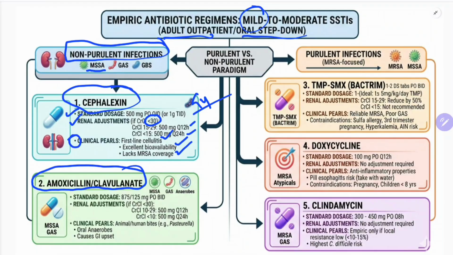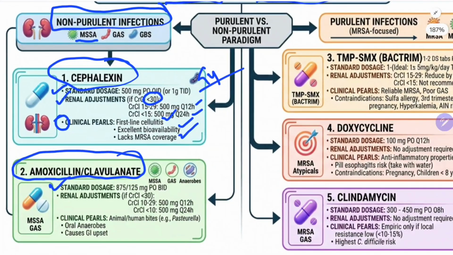Even though cefpodoxime also has this streptococcal activity, because of the bioavailability property, cefalexin is preferred, and it is in the guidelines. Second is amoxicillin-clavulanic acid. The standard dose is 875/125 mg twice daily, or 500/125, 625 mg, thrice daily.